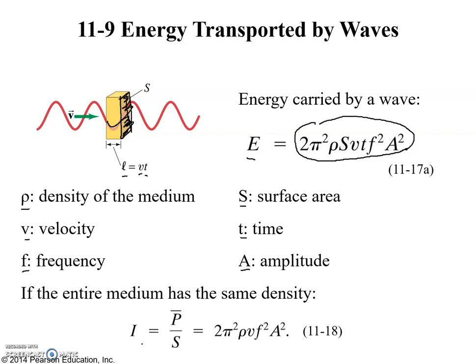And we can also look at the intensity of the wave, assuming that we're going through a constant medium of a homogeneous density. Then the intensity of that wave is 2 pi squared times density times velocity times frequency squared times amplitude squared. That's another big equation, not quite as big as the last one, but that will tell us the intensity of a wave.